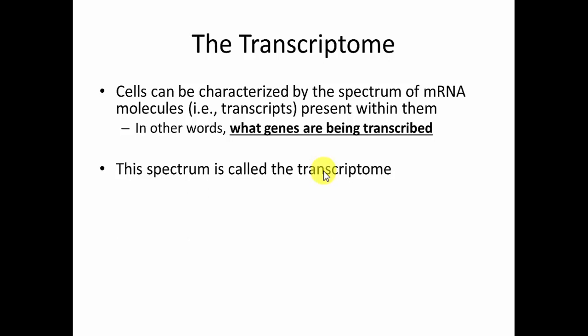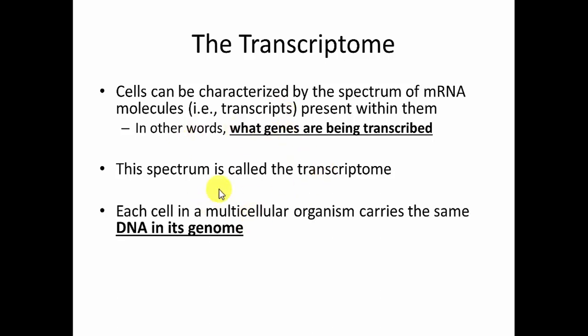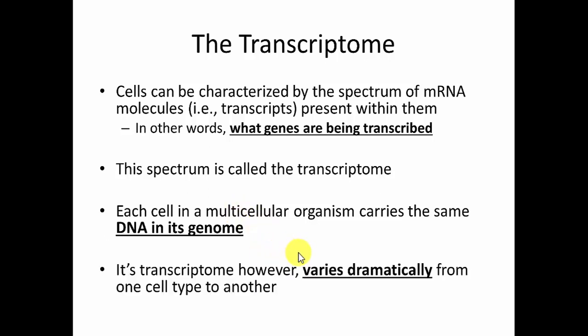Okay? So each cell in a multicellular organism carries the same DNA, but what makes each cell different, ultimately, is its transcriptome, the exact proteins being expressed within that cell. And this will vary dramatically from one cell type to another. So although all cells carry the same DNA, they do not utilize that DNA the same way. The transcriptome is sort of a representation of what parts of the DNA they're actually using.